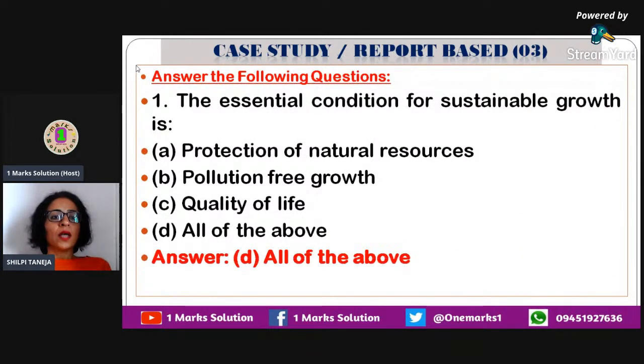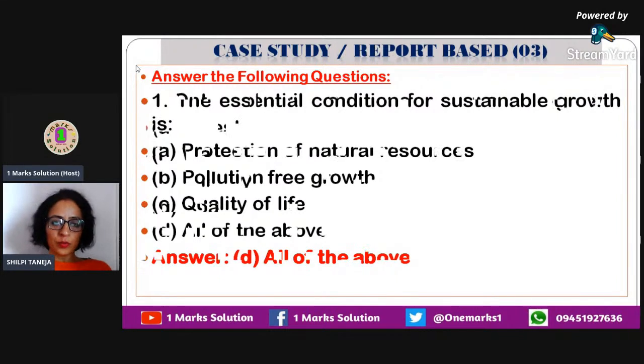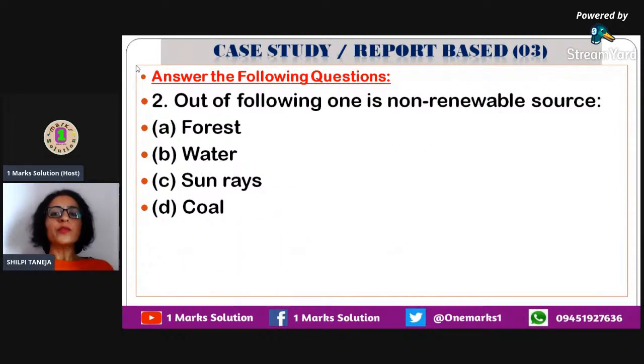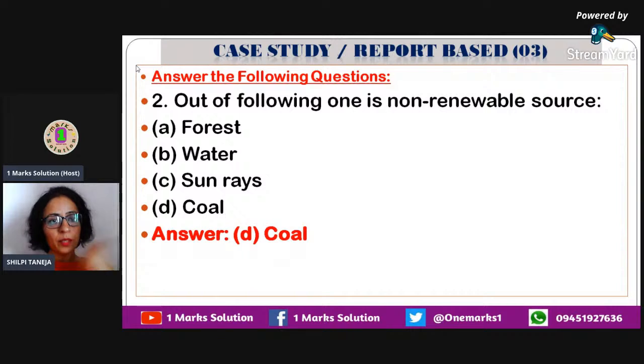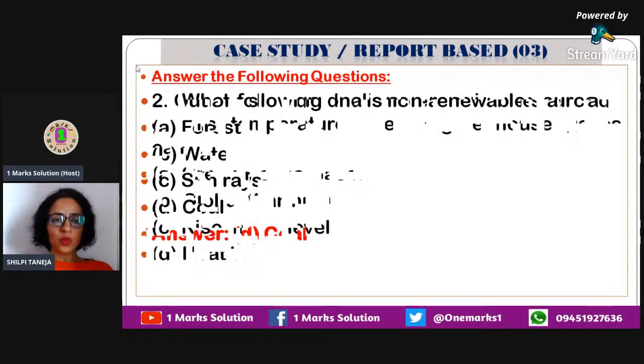Now, the essential condition for sustainable growth is protection of the natural resources, true. Pollution free growth, true. Quality of life should be better, true. So all of the above is the correct option for this question. Out of the following, one is non-renewable. I hope you understand the meaning of renewable and non-renewable resources. So forest, water, sun rays and coal. Coal takes lots of time to get renewed. So that is the non-renewable resource.